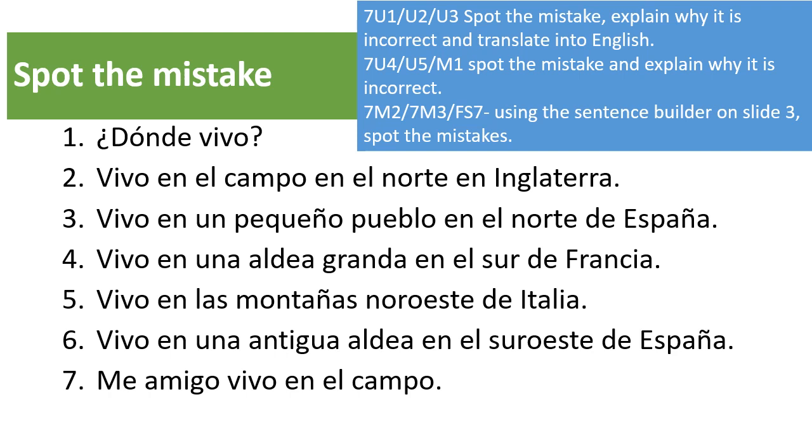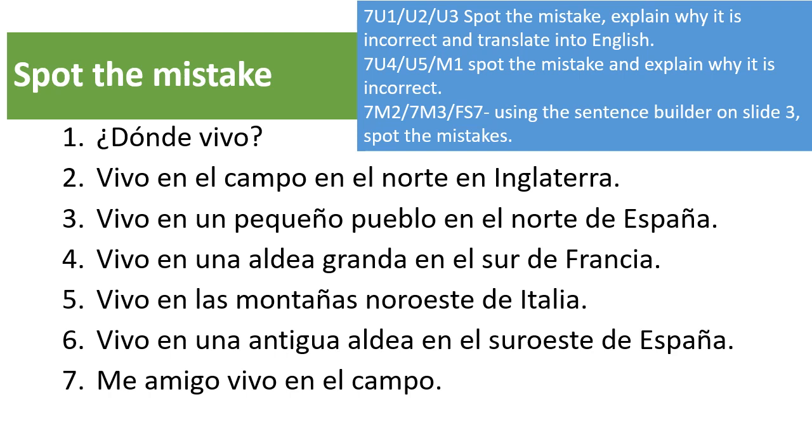Okay, your next slide, you've got spot the mistakes. Again, you've got your blue box that tells you the instructions you should go for dependent on your group. And if we have a look at the first sentence, it says Dónde vivo. Right, if I think about that sentence, it's a question because it's got the question marks before and after. Dónde means where, and what does vivo mean? Well, vivo means I live, so that would be where I live.